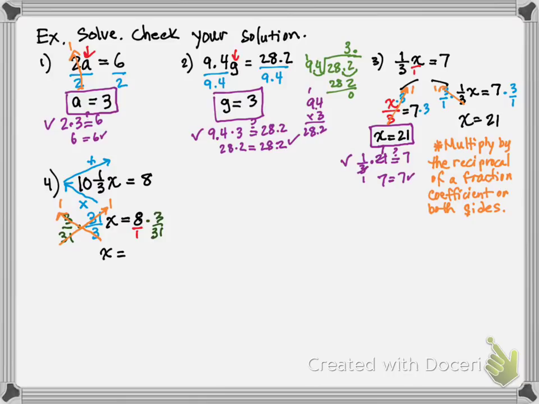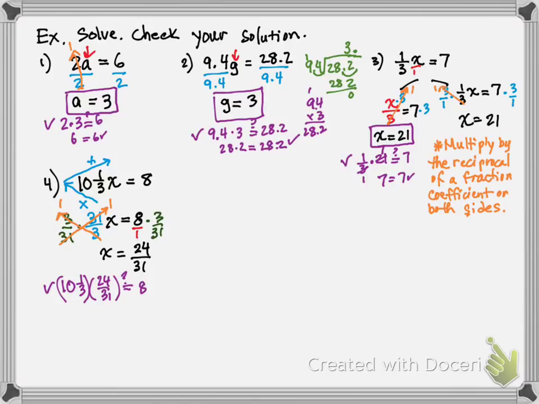Now on the other side, 8 and 31 don't have anything in common, so I just multiply straight across. 8 times 3 is 24. 1 times 31 is 31. All right, so look at this ugly check, will you? We have 10 1/3 times 24 over 31, and the question is, does that equal 8?